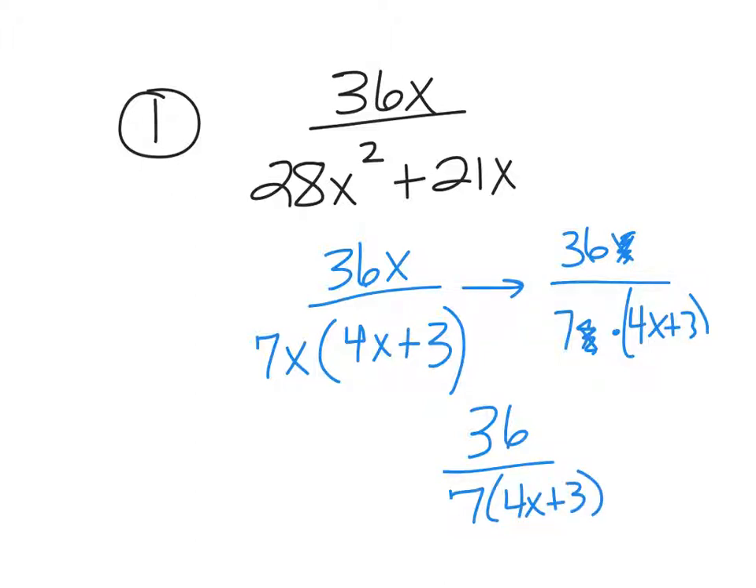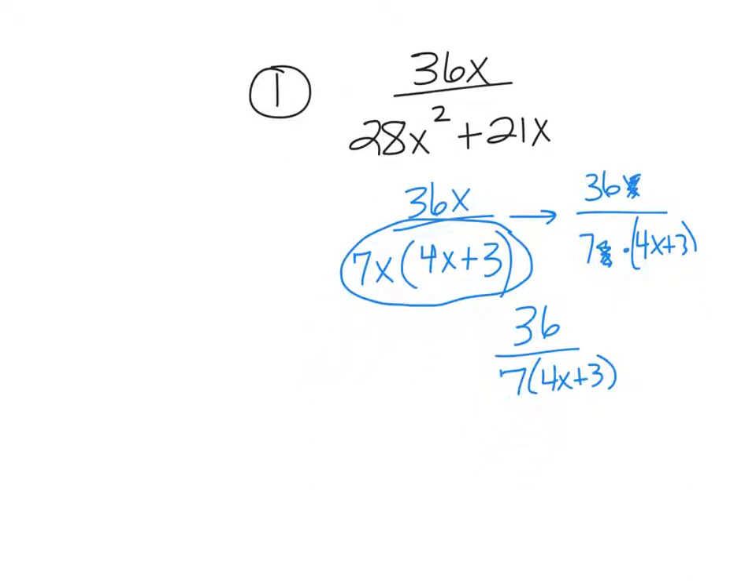And I'm done. Now, one of the things that I forgot to talk about here is the domain. Once I get to this spot, I'm going to take each part of the bottom and set it equal to 0. So I've got two things here in this case. 7x, set that equal to 0, and 4x plus 3, we're going to set that equal to 0. The reason why is because if those two things are 0, I end up dividing by 0. I can't divide a number by 0.